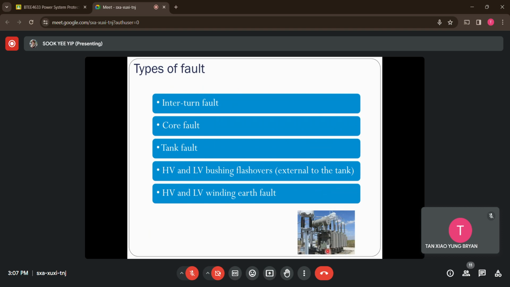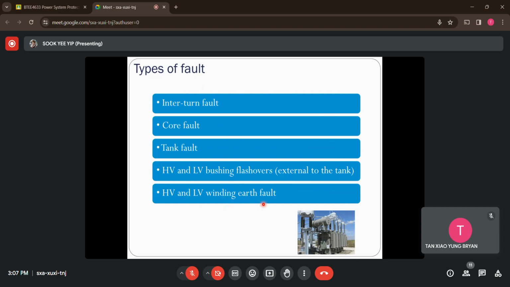For information, let's say this is a distribution transformer. The primary side will be the high voltage side. The secondary side will be the low voltage side. This lightning strike or flashover can occur at either the primary side or the secondary side of these distribution transformers.